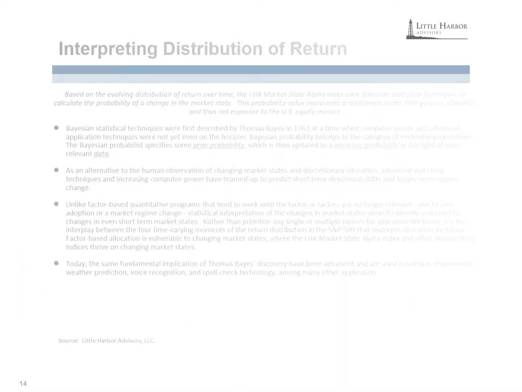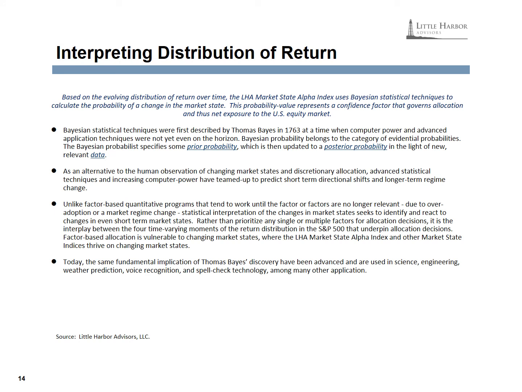The LHA Market State Alpha Index uses Bayesian statistical techniques to calculate the probability of a change in the S&P 500. This probability value represents a confidence factor that governs allocation and thus net exposure to the U.S. equity market. Bayesian statistical techniques were first described by Thomas Bayes in 1763. Today, the same fundamental implications of Thomas Bayes' discovery have been advanced and are used in the fields of science and engineering, in weather prediction, voice recognition, spell check technology, among many other everyday applications.